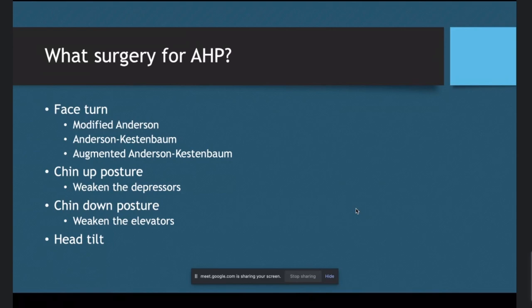Chin up posture, you weaken the depressors. Chin down posture, you weaken the elevators. Nikhil, what will you weaken for chin up posture? What muscles? Inferior rectus. And? And superior oblique. Super doctor. That's exactly right. Then you can also have multiplanar head posture and then you do accordingly.